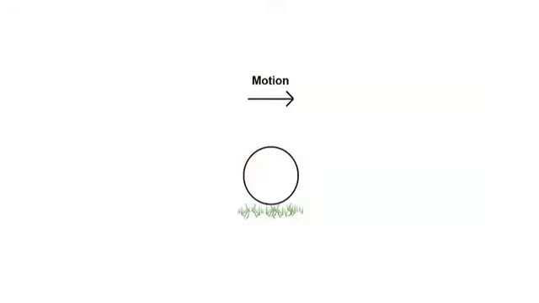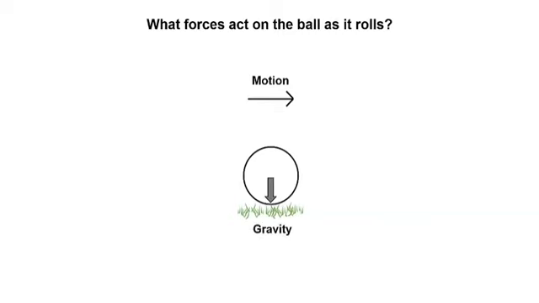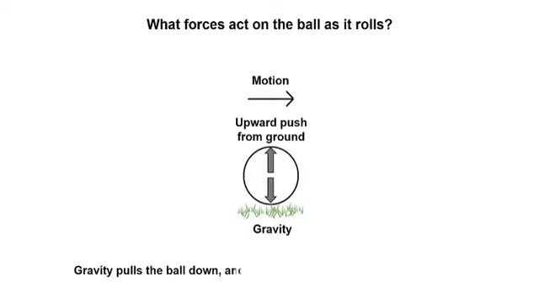Hold on, I need a quick review. What forces act on the ball as it rolls? We talked about this in our anchor model when we looked at a soccer ball rolling across grass. We found out that gravity exerts a downward force on the soccer ball as it rolls, and the ground exerts an upward force or push on the soccer ball as it rolls. That information is also true for this golf ball. So for an explanation, we can say gravity pulls the ball down and the ground exerts an upward force on it.